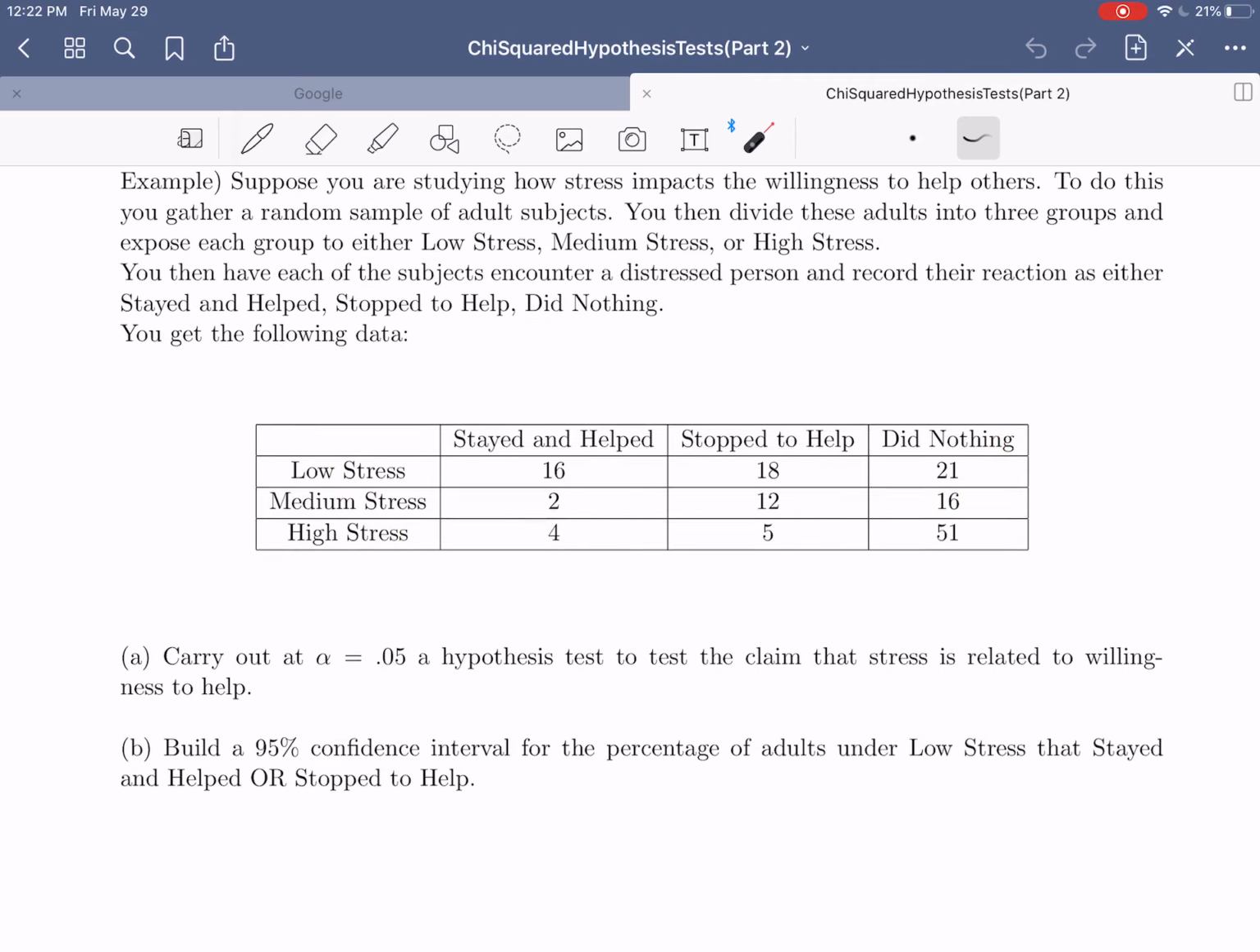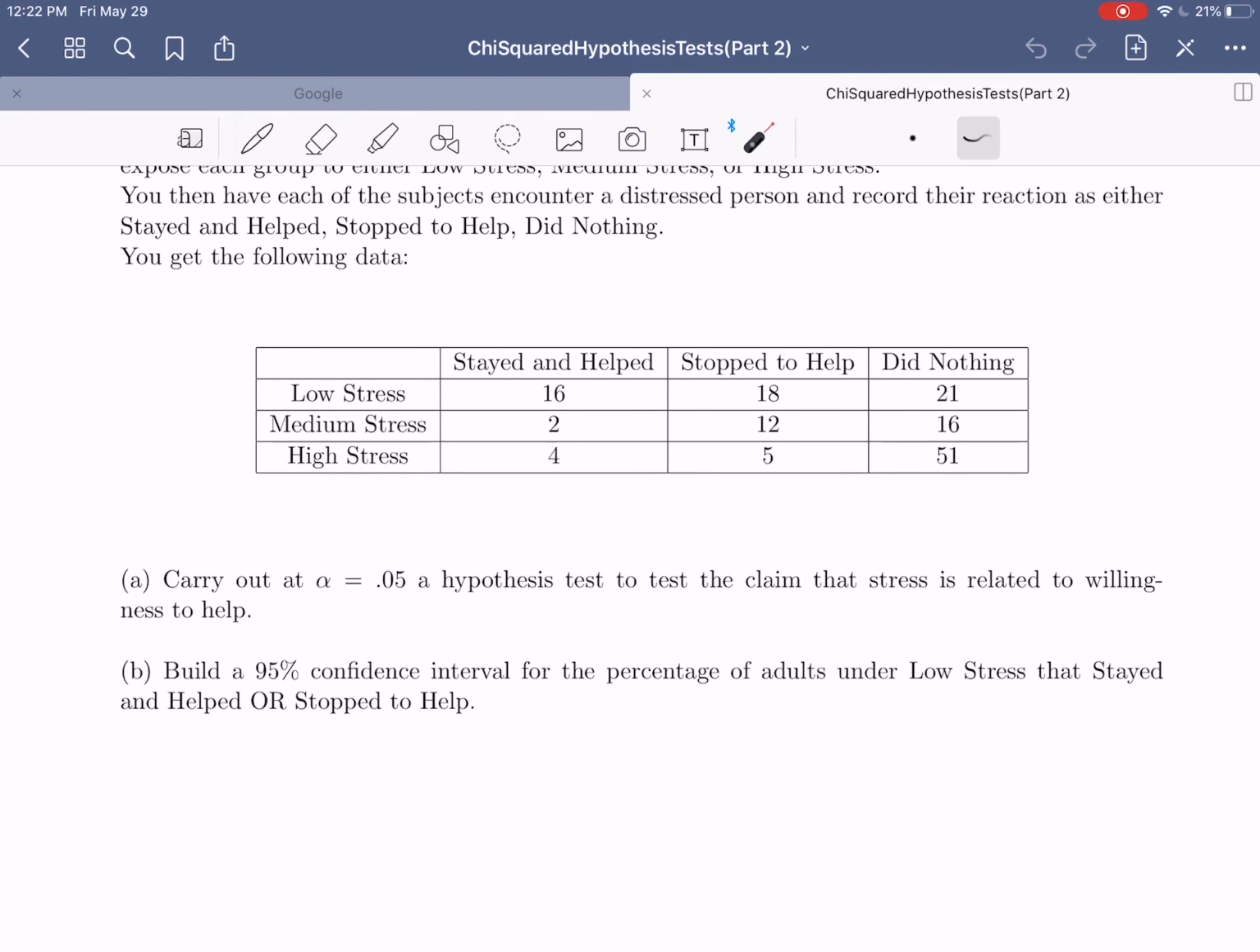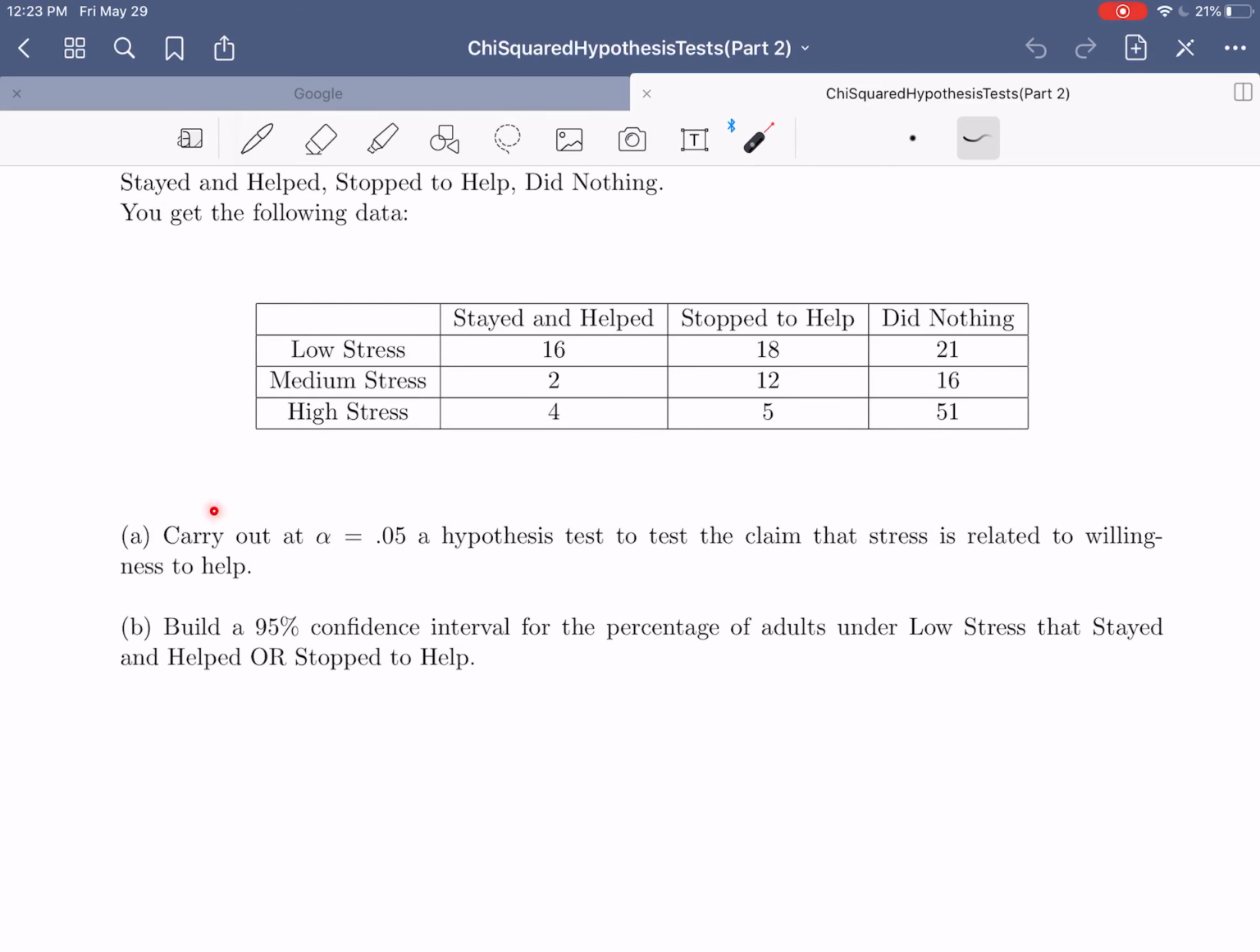And you'll notice, again, this is organized in our standard 2-way table. So we can see that there were, say, 16 individuals who were under the low stress condition and stayed and helped. There were 5 individuals under the high stress condition who stopped to help, etc. So what we're going to do is begin by carrying out, at alpha equals 0.05, a hypothesis test to test the claim that stress, or level of stress, is related to willingness to help.